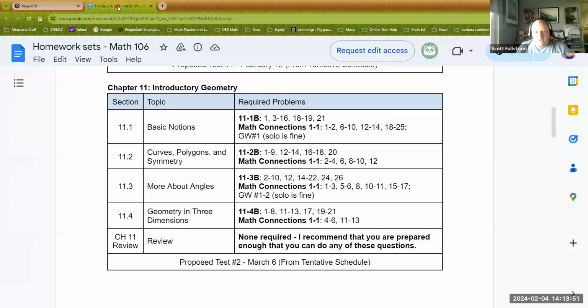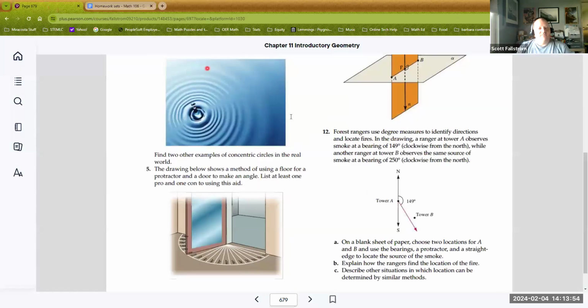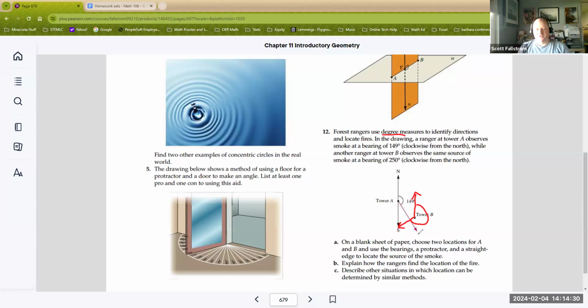All right. And then let's see here. What else? 12 to 14. Now, 12 to 14 is a great opportunity for you to understand how the real world uses some of these pieces. Forest rangers use degrees to identify and locate fires. In the drawing, a ranger at Tower A observes smoke at a bearing of 149 degrees. Another ranger at Tower B observes the same source at 250 degrees. That is clockwise from the north. So when you're doing this problem, think of Tower B, here's north. 180 degrees would be here. 250 would be somewhere over here. And it gives you this idea that it's that direction.